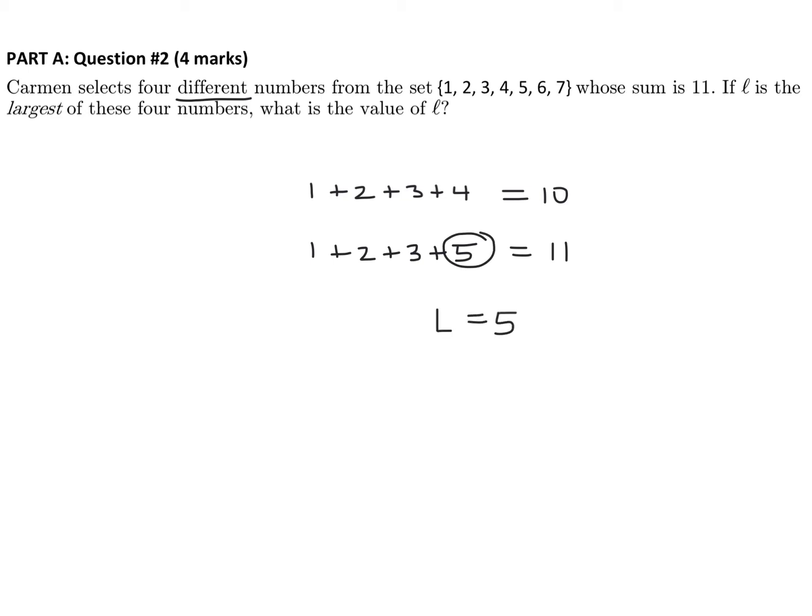Now, we have to figure out if that's the only scenario. And I think so. I think if you play around with these numbers, this is the only possible way that you can have 4 different numbers from that set whose sum is 11. And therefore, L will be 5.